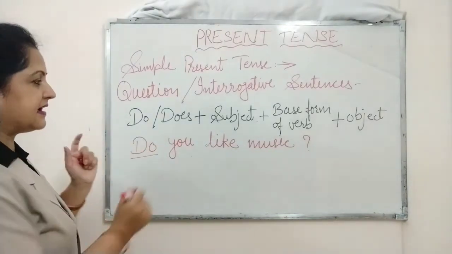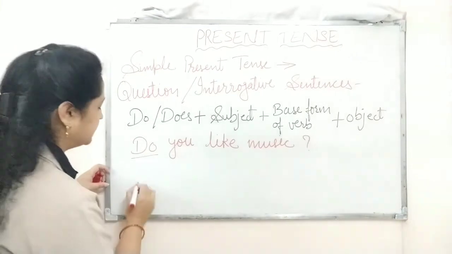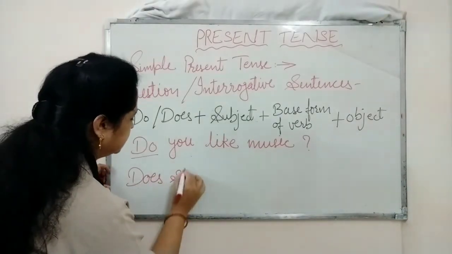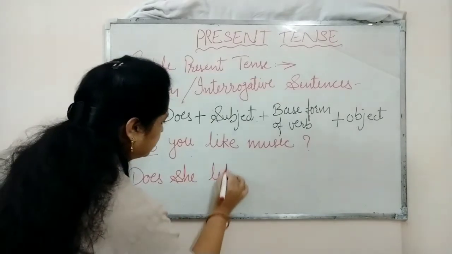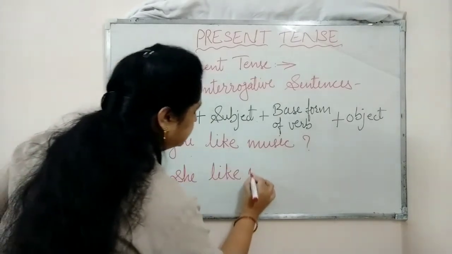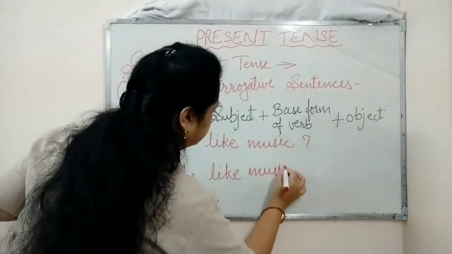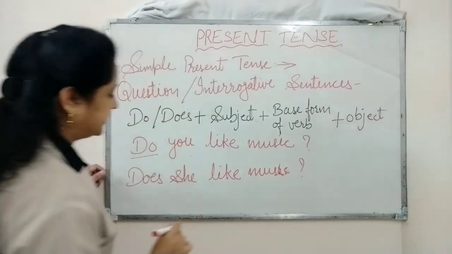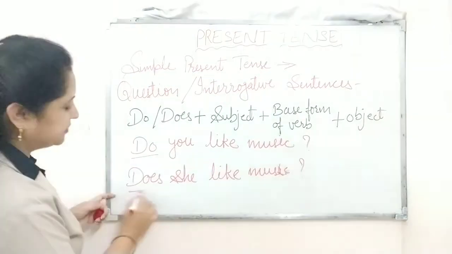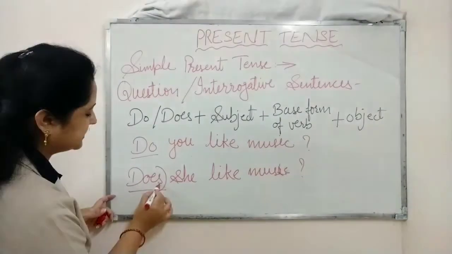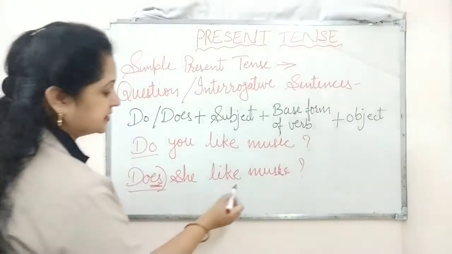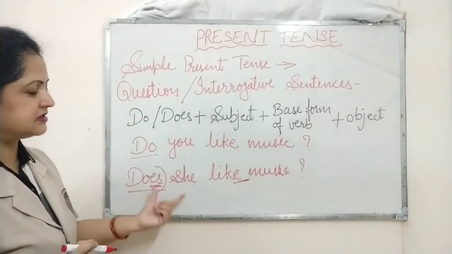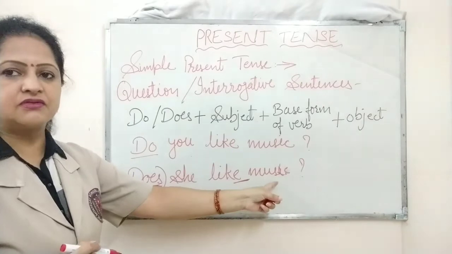So let's take another example here. Does she like music? Always remember one thing, when we are using do or we are using does here, we will not use the s or es form of the verb here. So, does she like music?